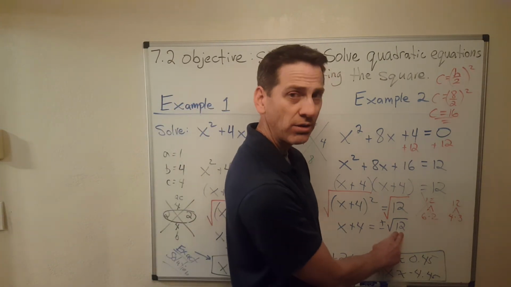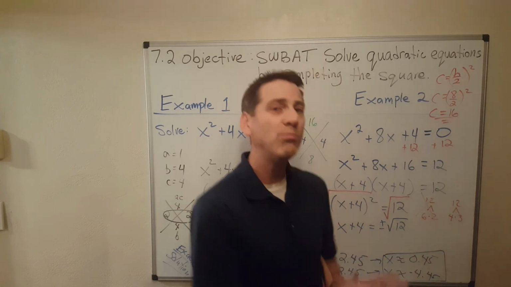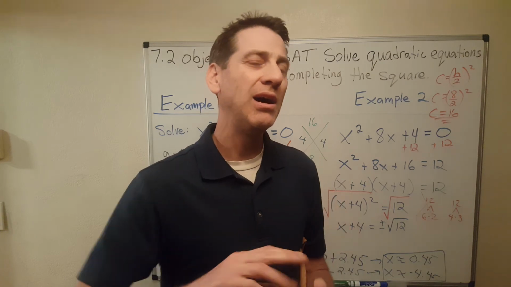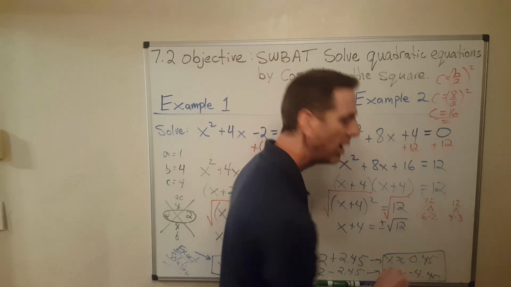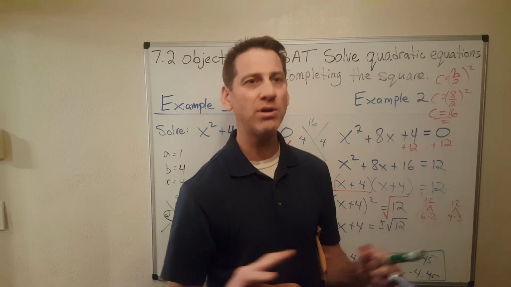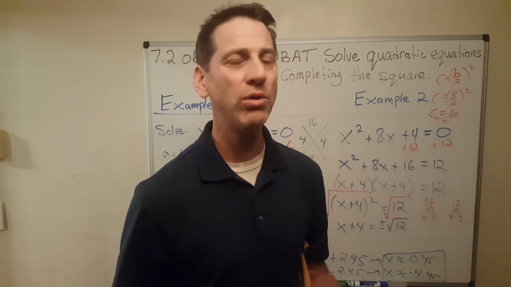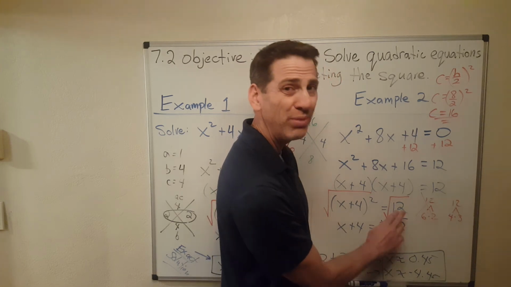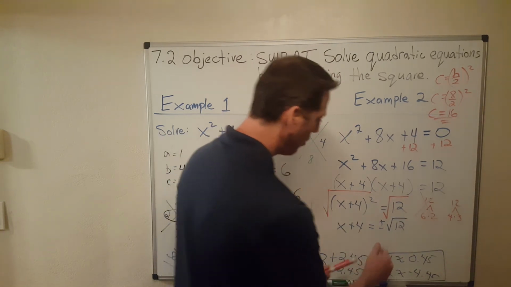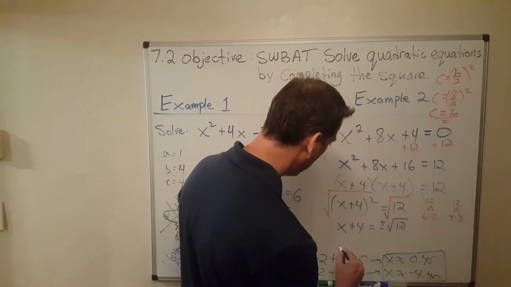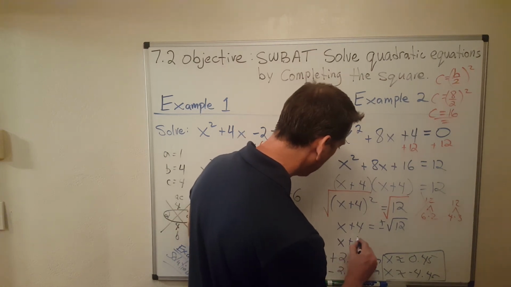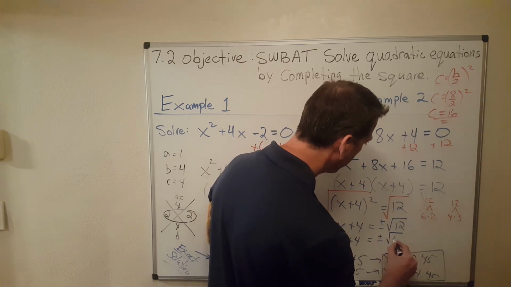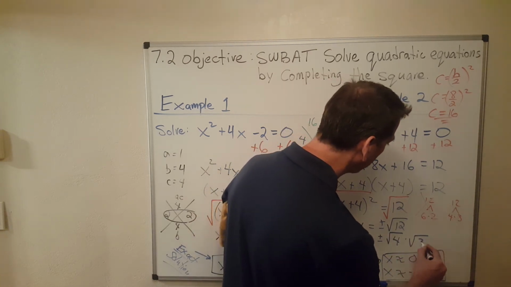I'm going to go ahead and factor 12 so that I can pull out the perfect square. Because here's the bottom line. We want as little under that radical sign as possible. Because radicals are difficult. They're complicated. We'd rather work with whole numbers and integers. Okay, so the smaller this number, the better. Okay, so we're going to factor this as, let's see, x plus 4 equals plus or minus the square root of 4 times the square root of 3.